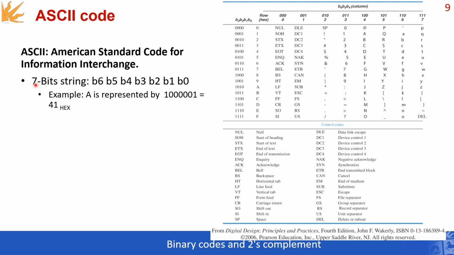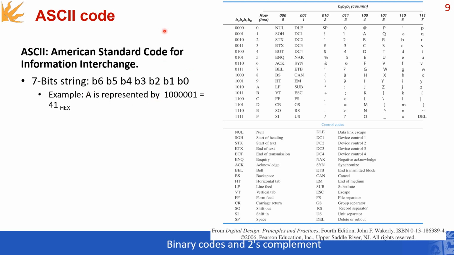Now, the ASCII code uses 7 bits. This is the bit stream. It starts from the 7th position, which is bit 6, bit 5, bit 4, all the way to bit 0. In order to locate where the desired string lies in the table, you need to focus on the first 3 bits and use them as the column. And then the remaining 4 bits indicate the row. Let's understand that better with an example.